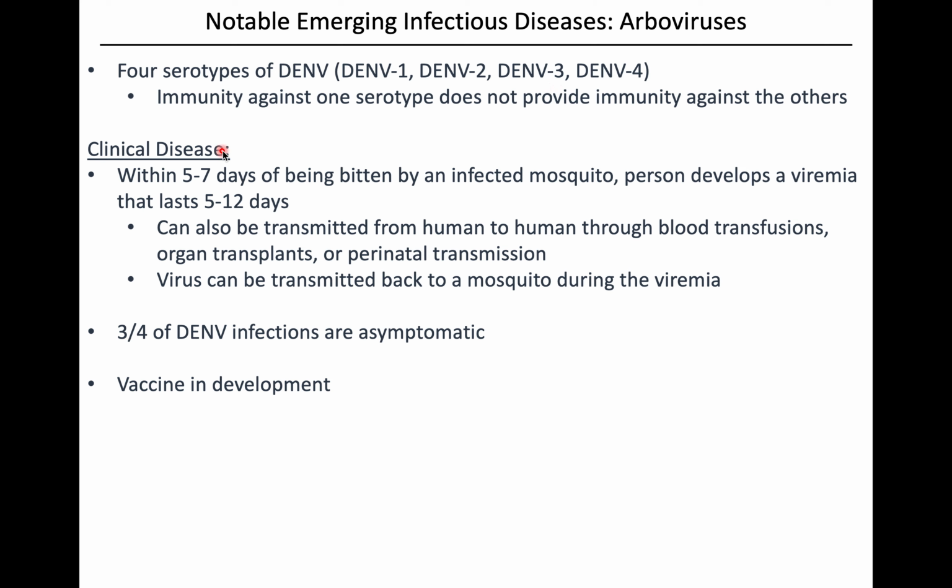In terms of the clinical disease, within a week of being bitten by an infected mosquito, you usually get a viremia that can last a week to a week and a half. There can be some human-to-human transmission, but it's only going to be through blood transfusions or organ transplants or perinatal transmission. So it's not a respiratory virus being passed person to person. As I was alluding to, the virus could be transmitted back to mosquitoes. So a mosquito bites an infected individual, and they can then transfer that infection to somebody else.